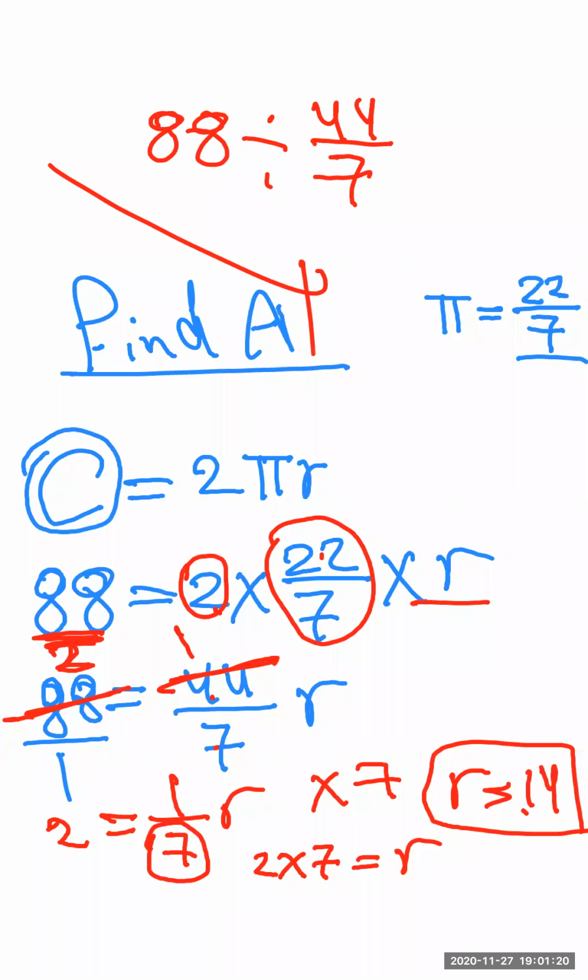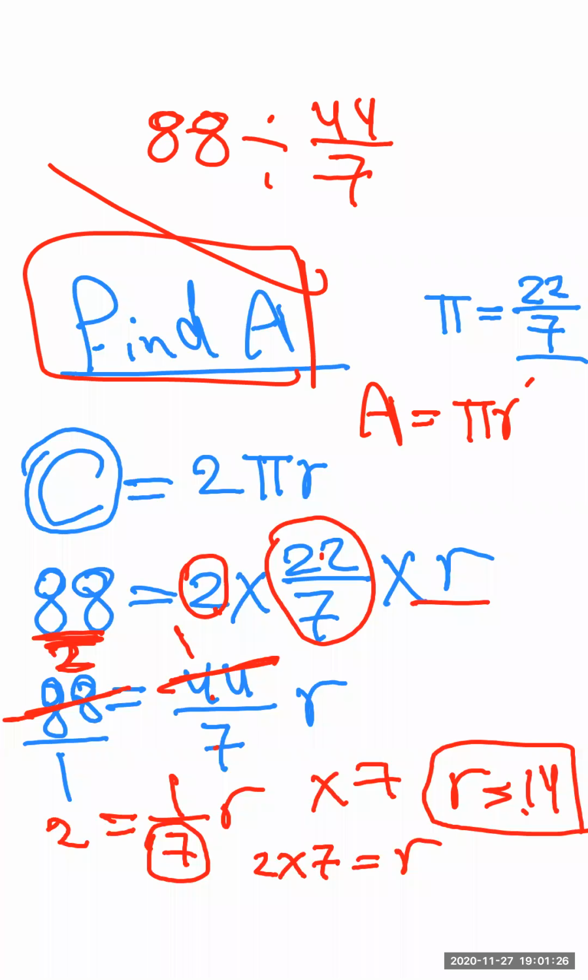Now get the area. How to get the area? Area equals pi r squared. So it will equal pi, which is 22 over 7, times 14 squared. Then get the result using the calculator. That's it. Okay? Now it's clear, guys? Yeah, clear.